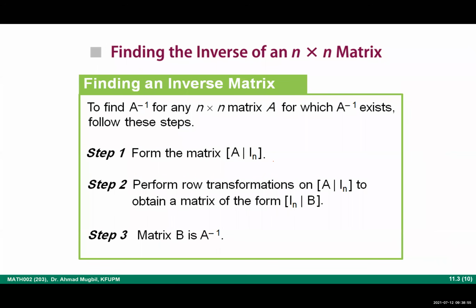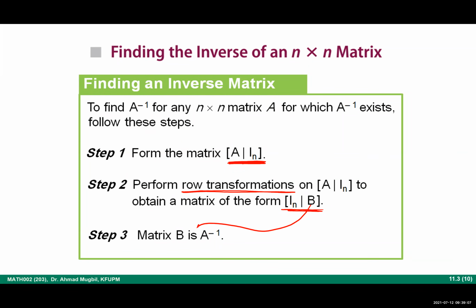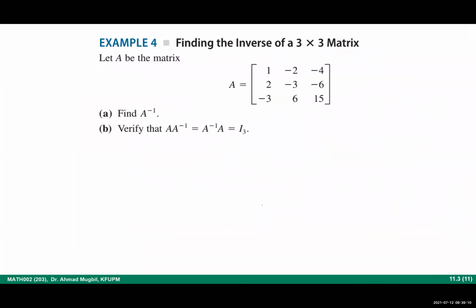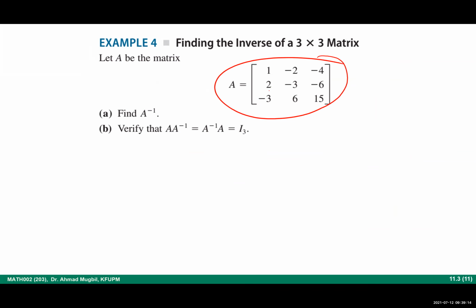Here it is. You will start with the large matrix like this. Then you will do the row transformations or row operations until you have a matrix in this form. The B here is the inverse. Let's apply this for this specific matrix. Now we need to find the inverse. Then we will verify that it is the inverse or not. How to find the inverse of this matrix? It is a 3 by 3, by the way.